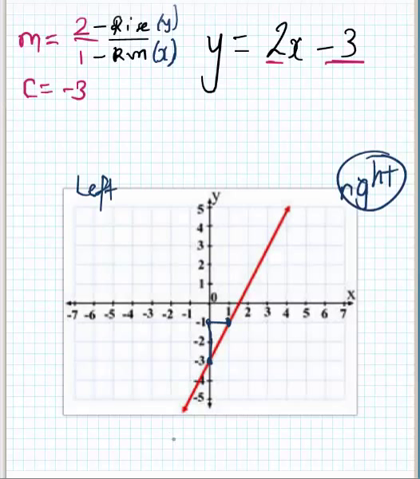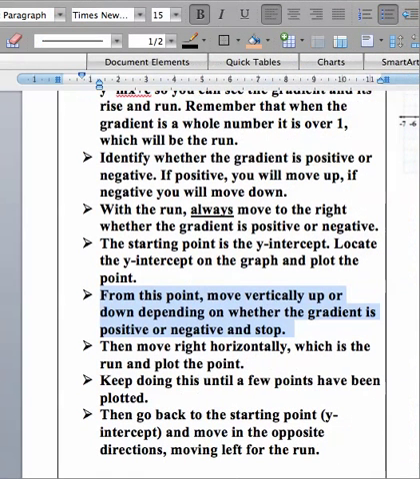And that's basically it. All you have to do is keep doing this until you've plotted some points. So we just go to our next point: move right horizontally, which is the run, and plot the point.